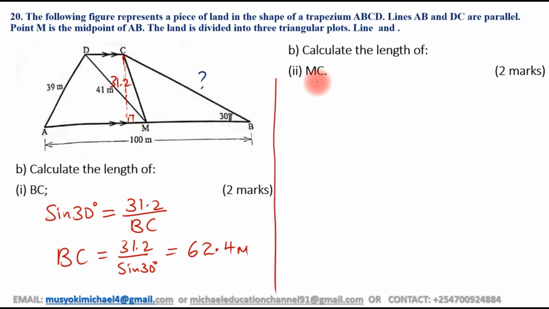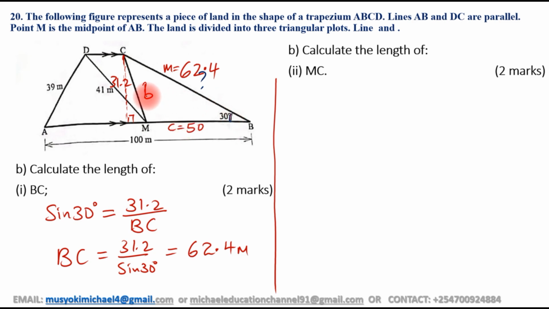Then we also calculate, from part B, the length MC. To get that, now we know BC, and BC is now 62.4. We know one of the angles, and we know two sides, MB is 50. So we can use the cosine rule. Let this be M, opposite to this angle, this will be letter B, and the other one letter C. And let us use the cosine rule.